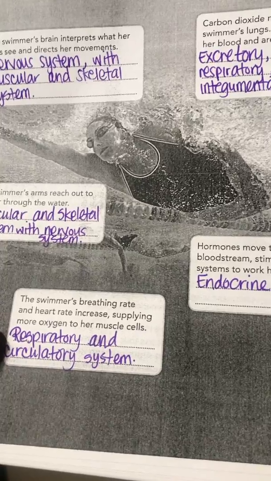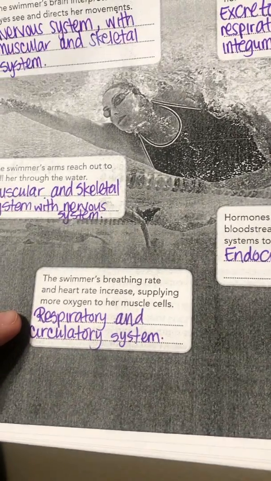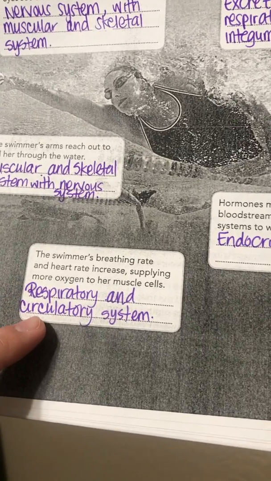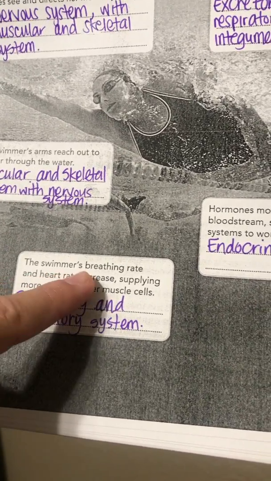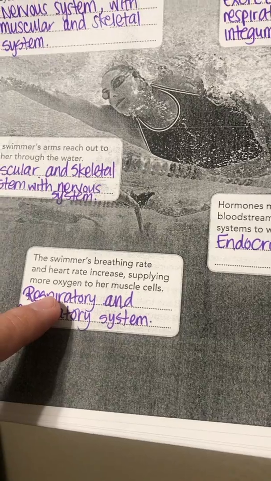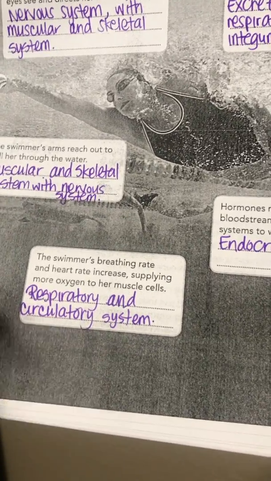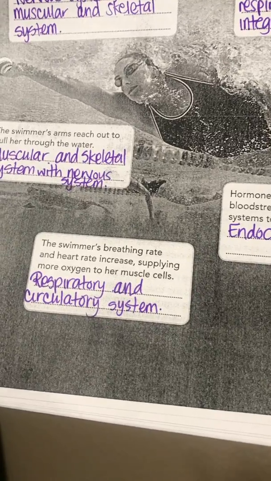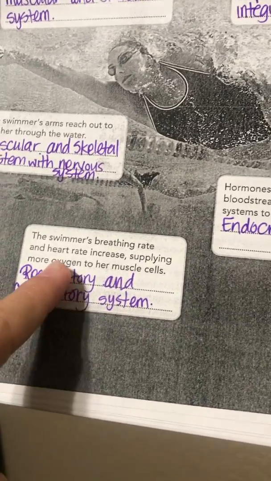And then the swimmer's breathing rate and heart rate increase, supplying more oxygen to her muscle cells. That means the respiratory and circulatory systems have to work. Breathing goes with the respiratory system, and the heart rate has to take in that oxygen, exchange it for the carbon dioxide, so then it can also move the oxygen to all muscle cells.